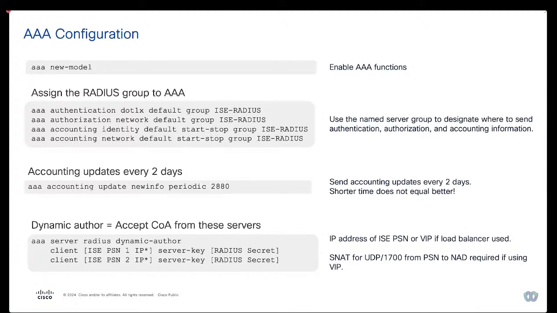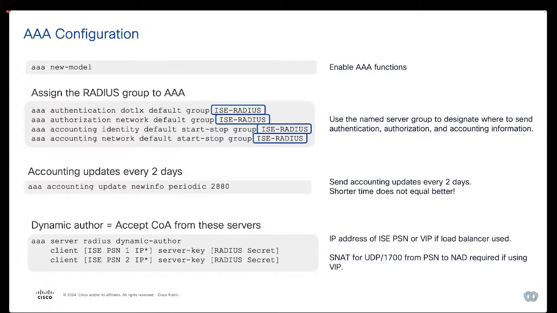Then when we get into the actual AAA configuration, that's where that group name is. That's why you can create multiple RADIUS groups on a switch, swap them in and out in your AAA, and that'll determine where the authentication goes, where the authorization goes, and where the accounting goes.